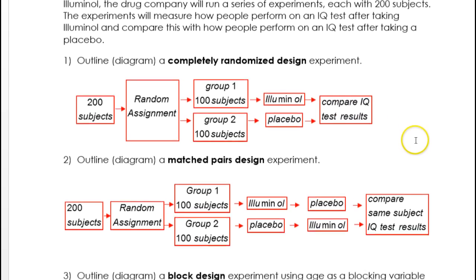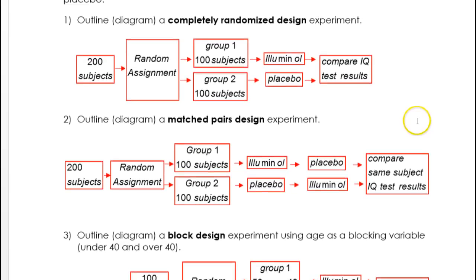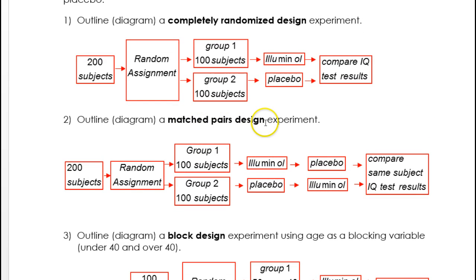All right, now let's compare this to the matched pairs design. So it looks very much the same as the completely randomized design. However, in this case, each group actually gets both treatments, one after another. So every subject gets the Illuminol, and they take the IQ test, and then maybe a week later, they get the placebo and take the IQ test again.